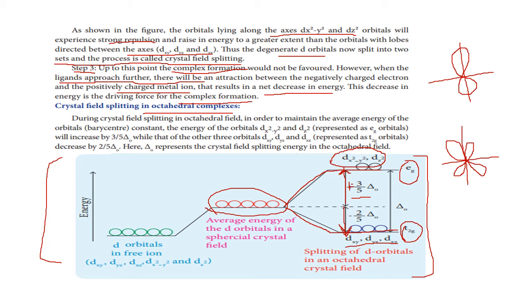Then minus 2 by 5. How do we assume this? The minus sign is due to this arrow decreasing, so we have to put a minus sign. Minus. How is this 2 by 5 coming?